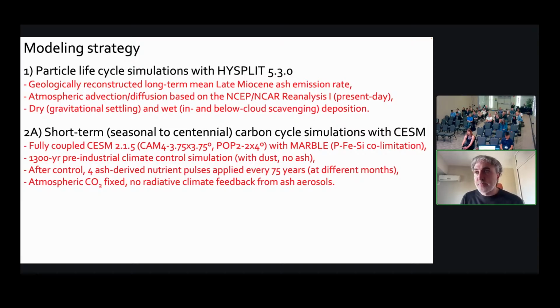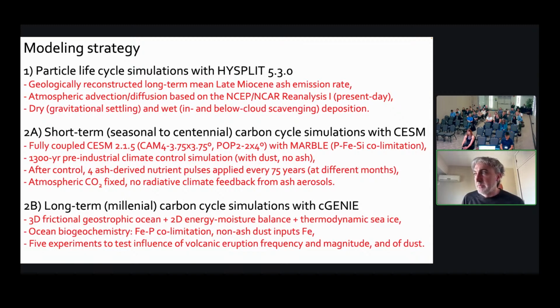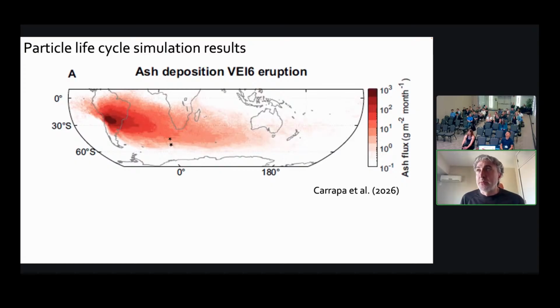And finally, we performed simulations with CGEM1, which is an intermediate complexity Earth system model, millennial scale simulations of the carbon cycle. In this case, the limitation in the ocean was represented based on iron and phosphorus co-limitation. And we performed 5 experiments to test the influence of volcanic eruption frequency and magnitude, and of dust, on the ocean ecosystem.